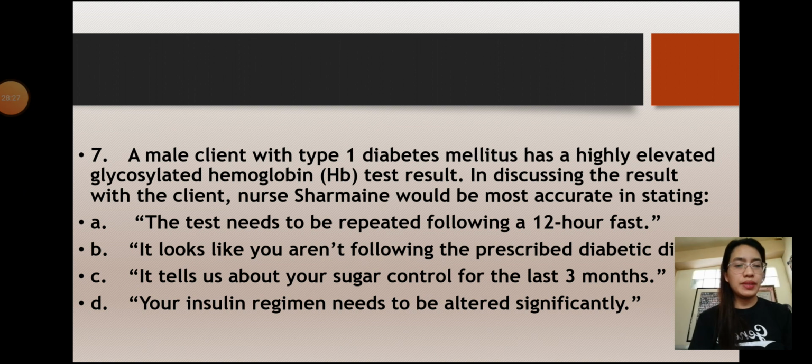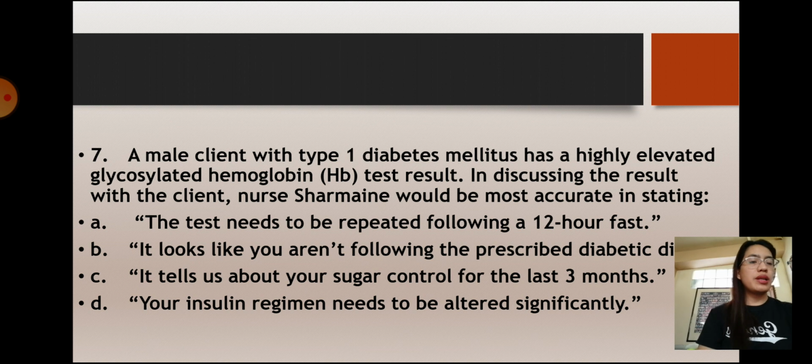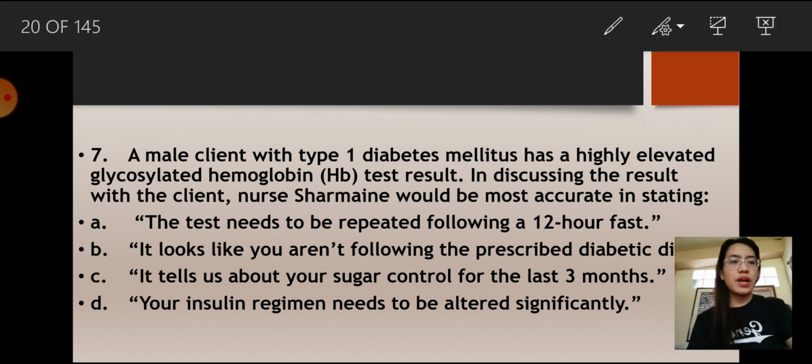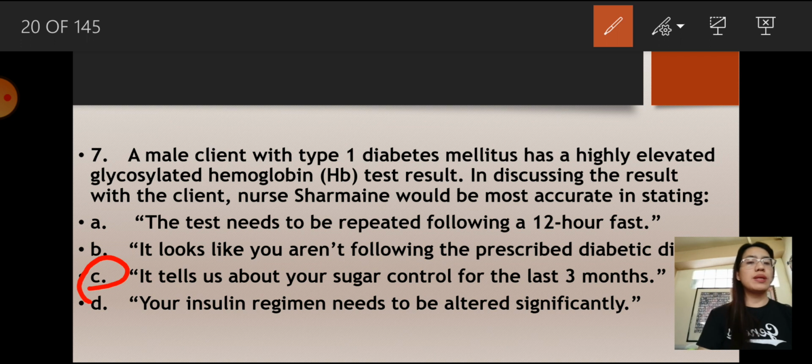What did I say earlier? Once sugar sticks to our hemoglobin, it will not go away until the RBC dies again. Right? So, what is the lifespan of our RBC? About 120 days or roughly around 3 to 4 months. So, the best answer would be letter C. It tells us about your sugar control for the last 3 months.